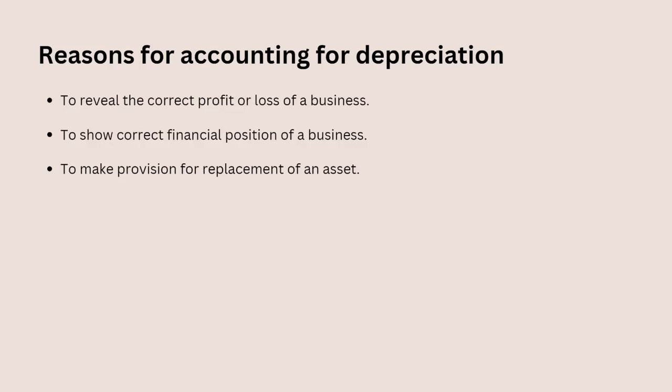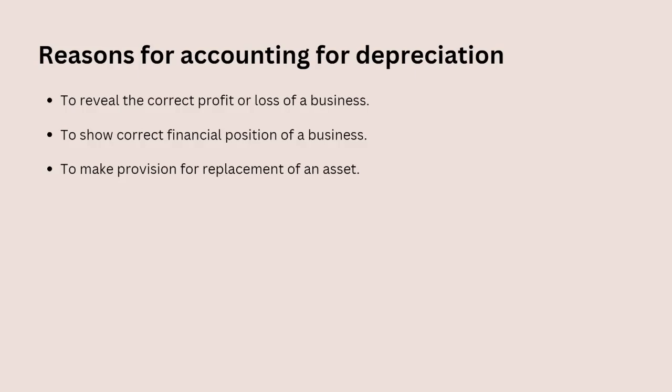The second one is to know the correct financial position of the business. If you want to know the financial position of the business, you would go and see the balance sheet. In the balance sheet, we do have assets. And if the value of the assets is not correct there, we can't see the correct financial position of the business. So to calculate the correct value of the asset, we use depreciation.